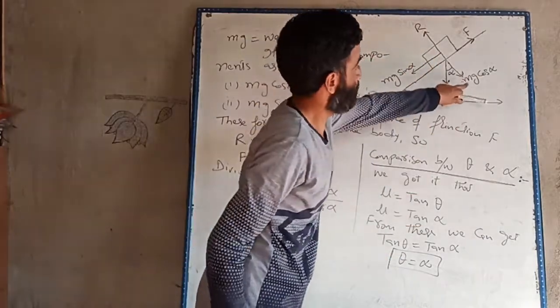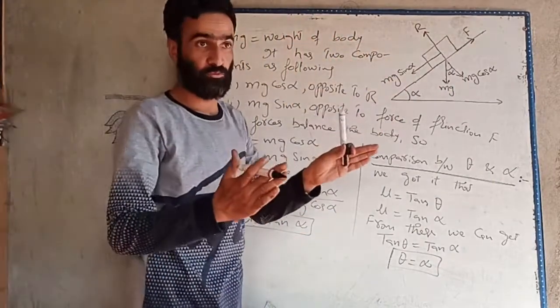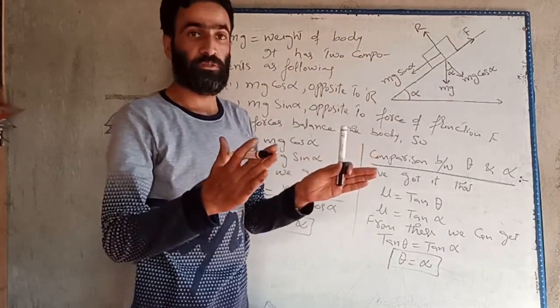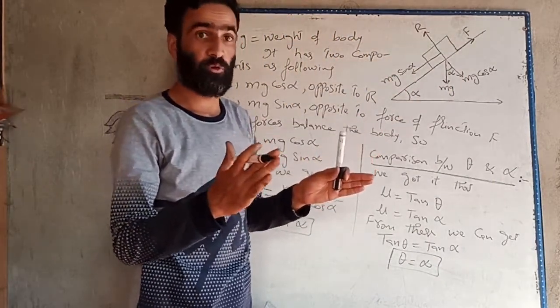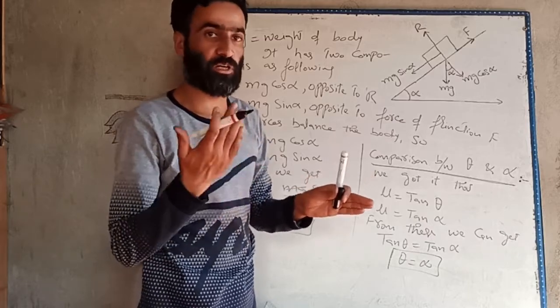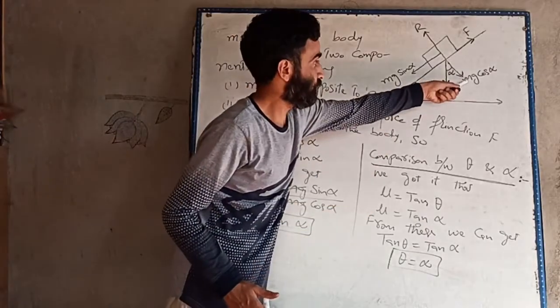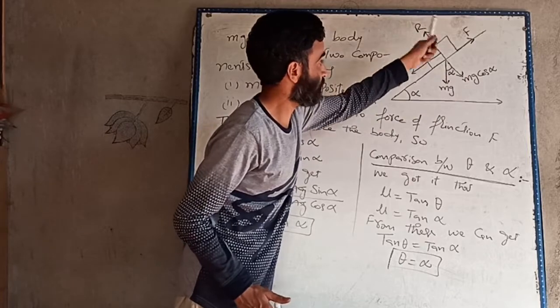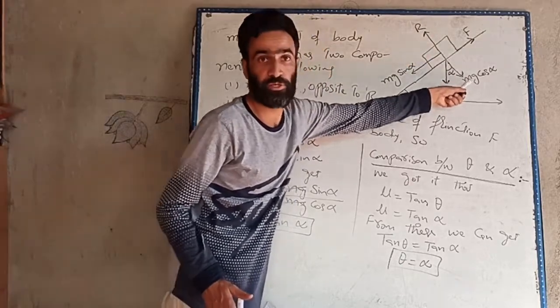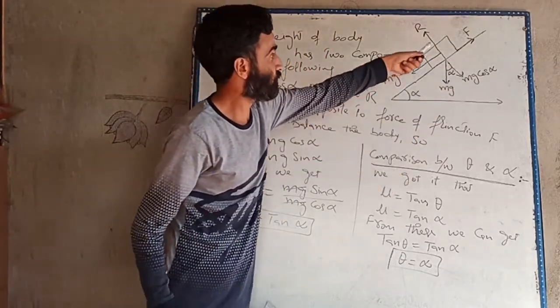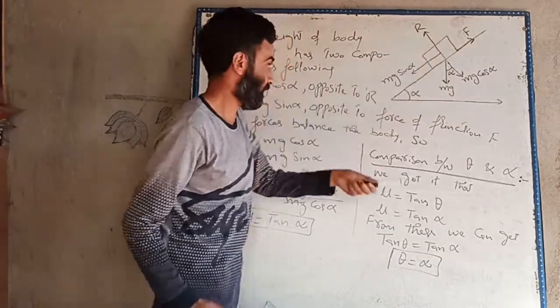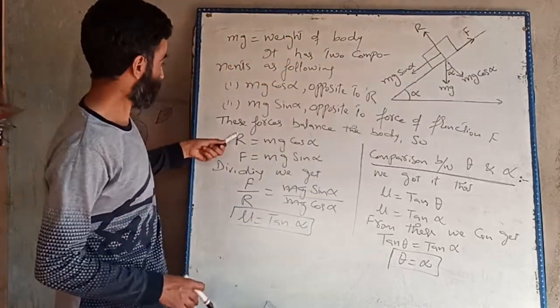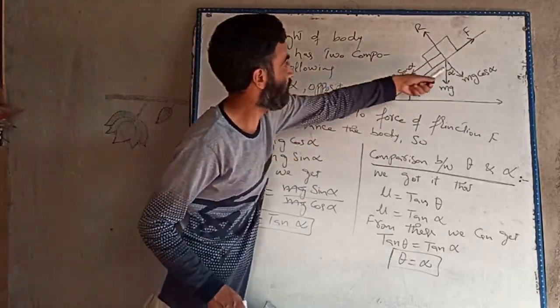Meaning, when two forces act in opposite directions and they keep the body at rest, we say these two forces are equal but opposite. So the magnitude of this normal reaction is equal to the magnitude of this component, because these forces keep the body at rest in this situation. So we can write R is equal to mg cos alpha.